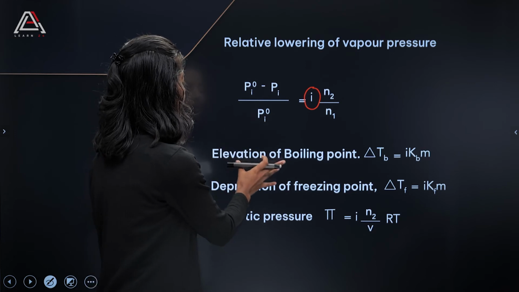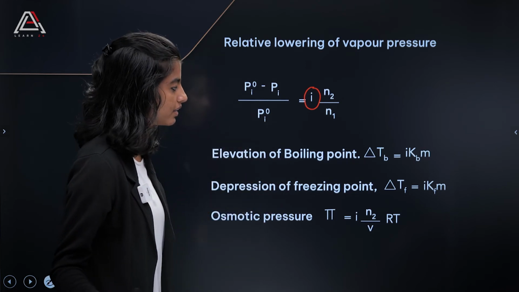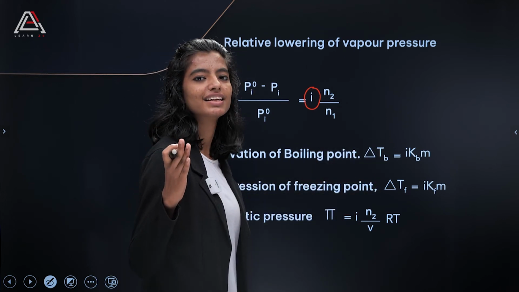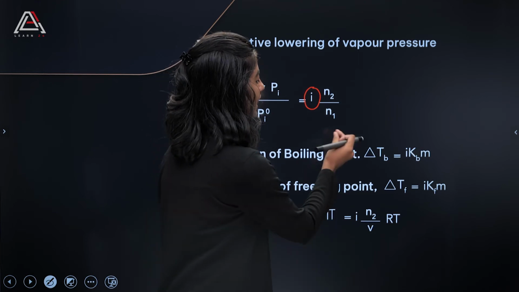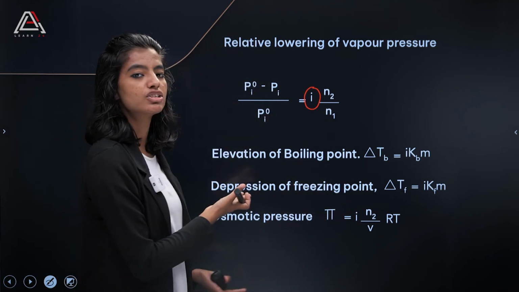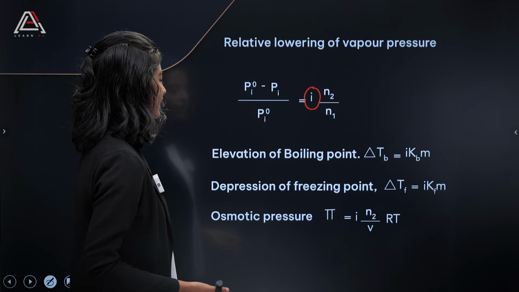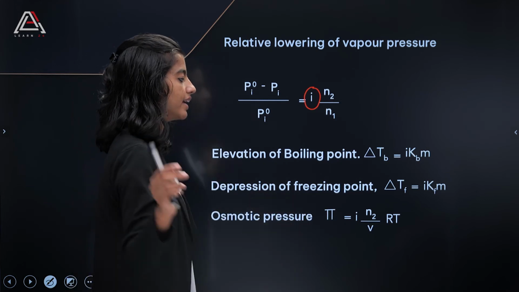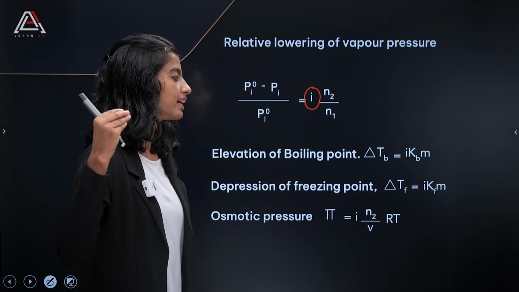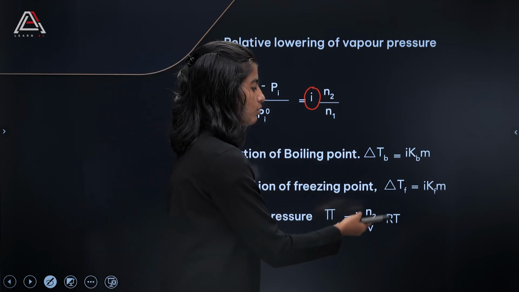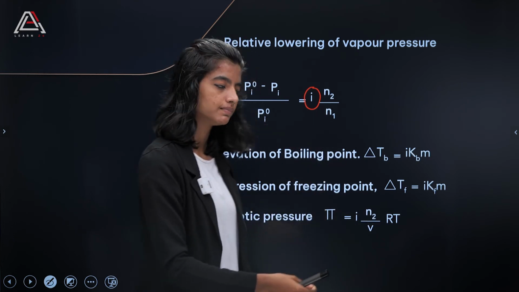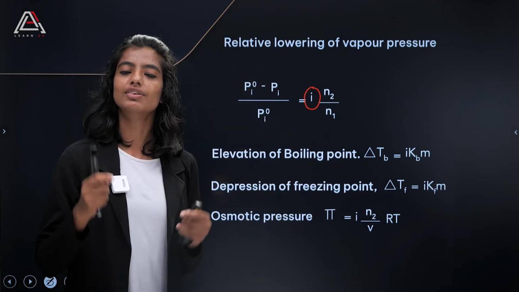Now, the second colligative property was the elevation of boiling point. The equation was delta Tb is equal to Kb into m. What is Kb? It was the ebullioscopic constant, obviously. Now delta Tb is equal to i into Kb into m. This is the modified equation for elevation of boiling point. The third colligative property was the depression of freezing point, and the equation was delta Tf is equal to Kf into m. Kf was the cryoscopic constant. Now the equation is modified as delta Tf is equal to i into Kf into m. This is the modified equation for depression of freezing point.